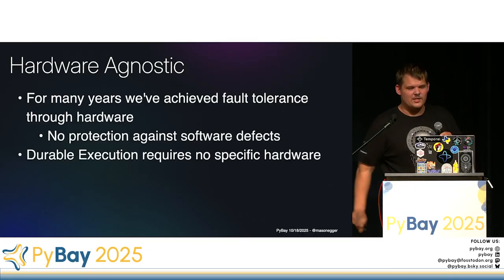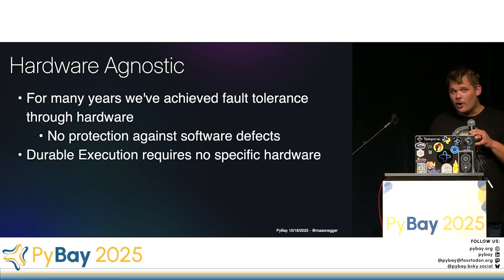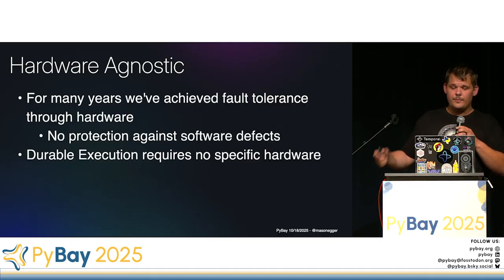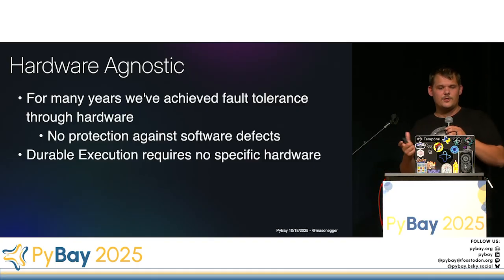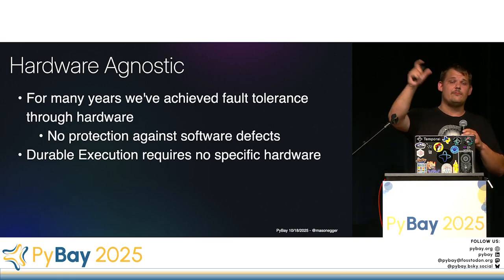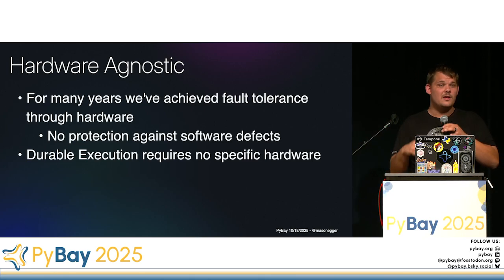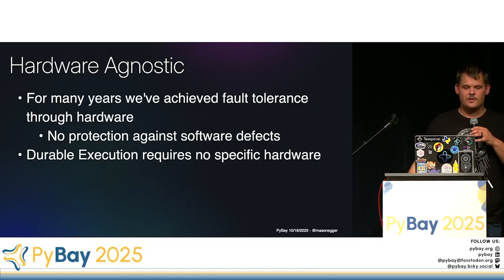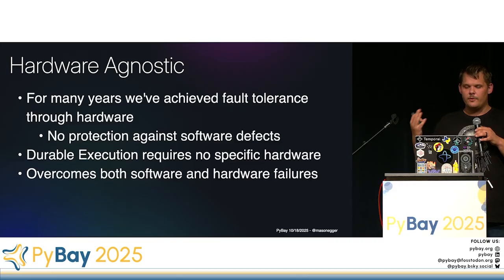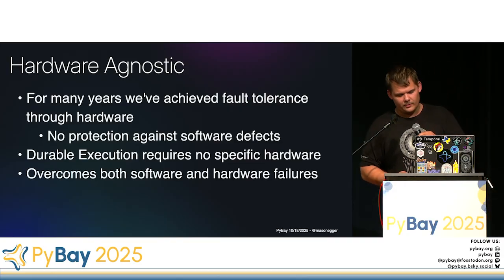There's no protection against software defects with this either. So this is only if the hardware fails. This doesn't fix your buggy code or anything. Durable execution requires no specific hardware whatsoever. Since all the processes are virtualized, you can run them on different machines in different data centers across the globe. It doesn't matter. If it fails, it will be reconstructed somewhere else. Durable execution overcomes both your software and your hardware failures because of this.